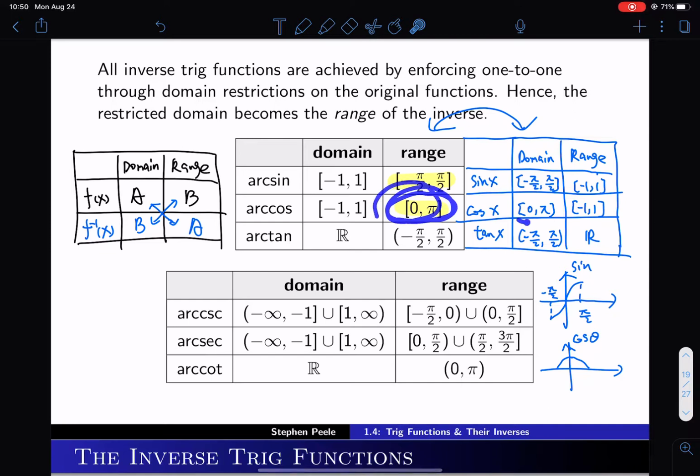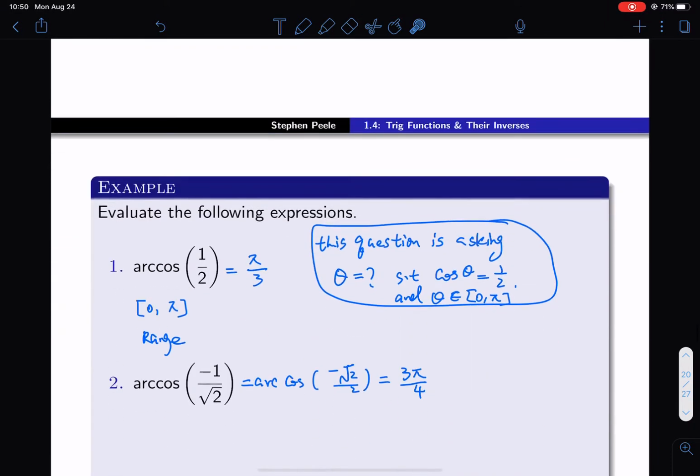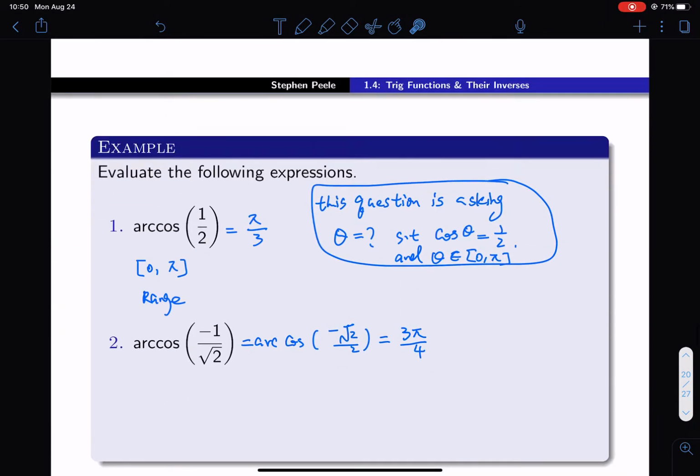And also for the cosine, the domain is from 0 to pi. So we are looking for the value of theta that must be from 0 to pi. So for this one, it's just pi over 3, by using the unit circle.